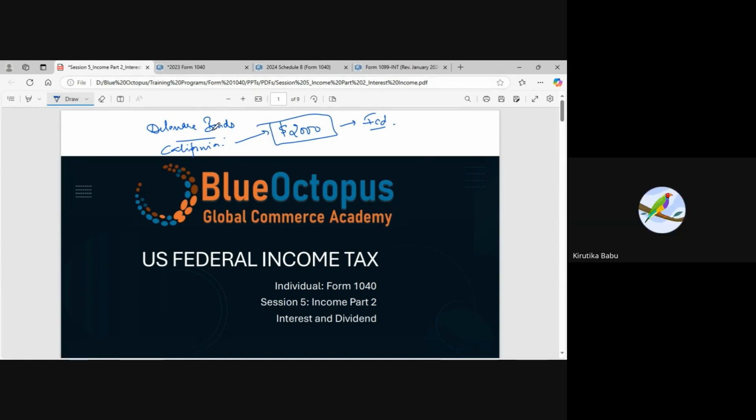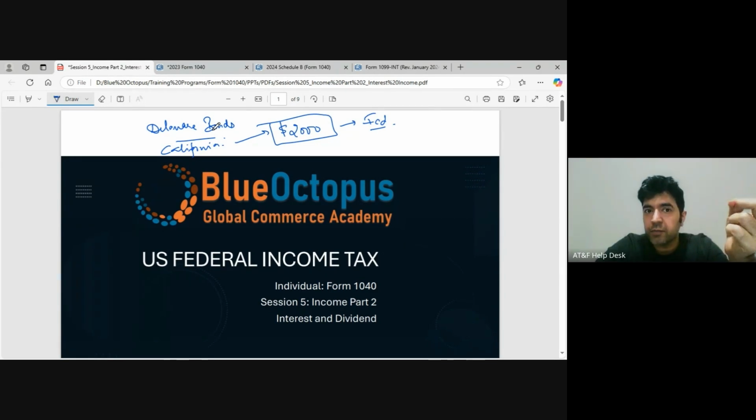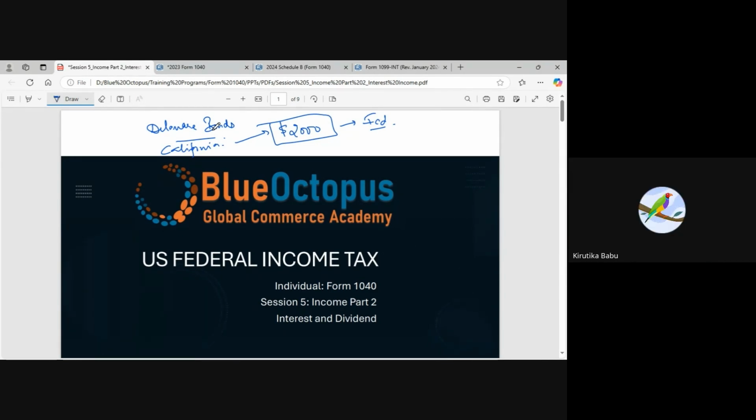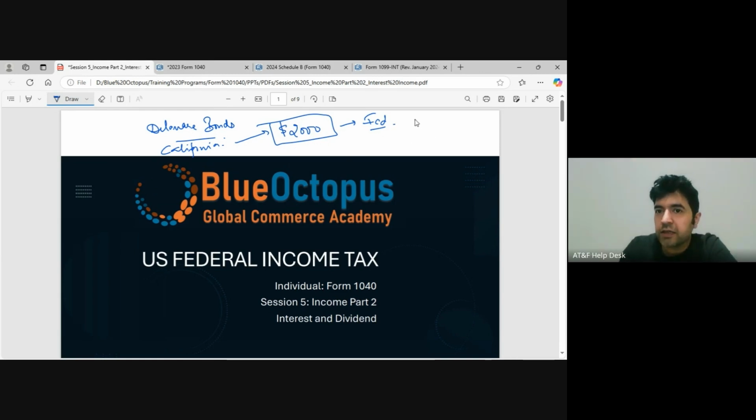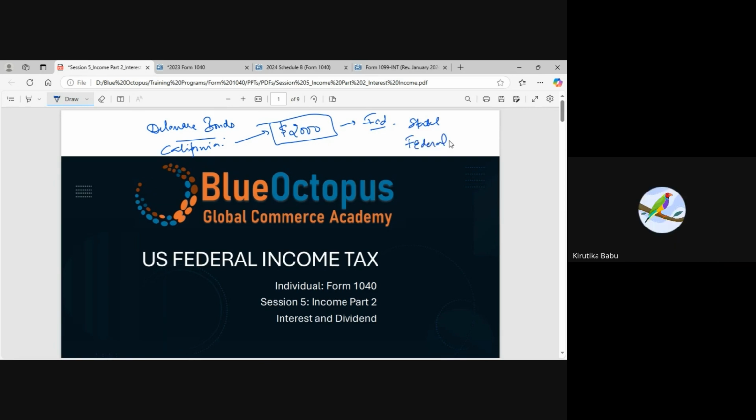Sir, you told that it is taxable in federal, but in the same example you are saying that for Delaware and federal both it is exempted. No, for Delaware it will be exempted. For California it will not be exempted. For federal, sir? For federal it will be exempted. Because before you informed us that only state bonds will be exempted, but it will be taxable for federal bonds. So this is a state bond. There can be a state bond or there can be a federal bond.